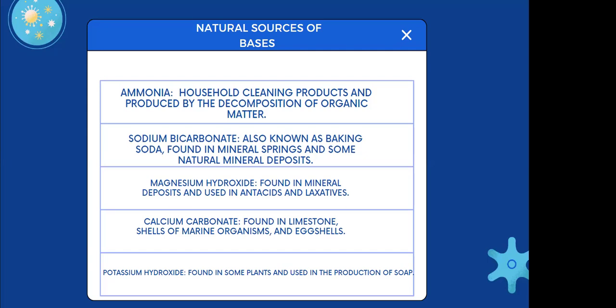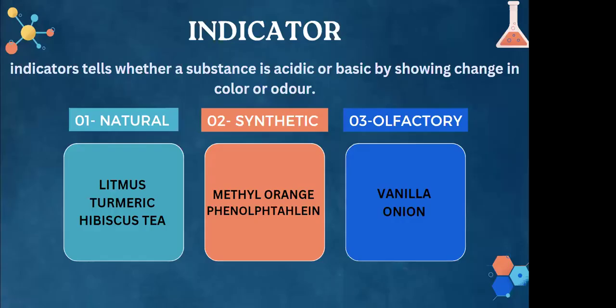Next, when we are talking about the uses and the natural sources of acids and bases, then comes how we can test them. Which substance is an acid, or which substance is a base? Because we cannot touch everything, it might hurt us. And we cannot taste everything, it might be poisonous. So the next topic of the chapter is indicators.